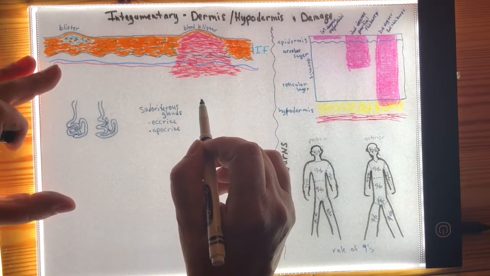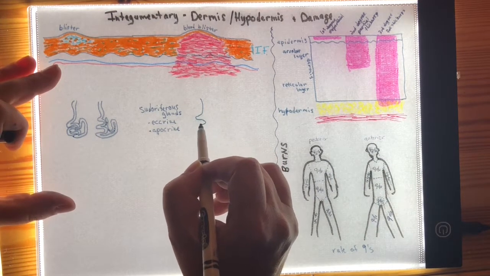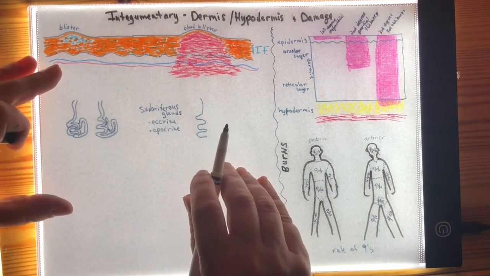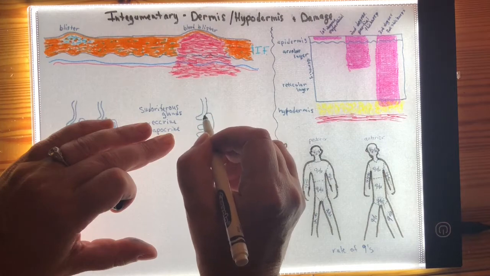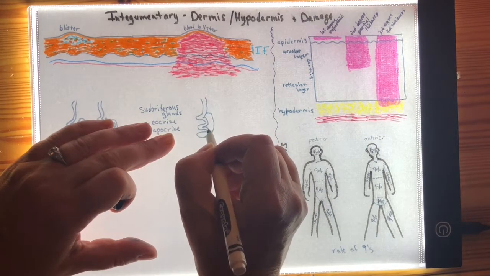It turns out there are literally trillions of bacteria on the surface of your skin, and this is one of the ways that your body makes sure that they kind of stay in check. So those are the eccrine glands, your typical sweat glands.